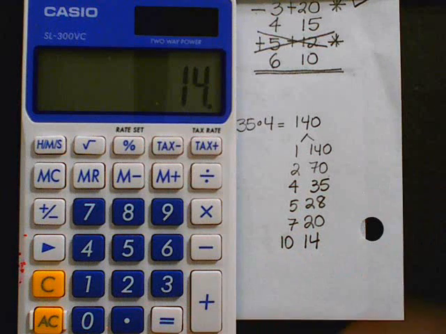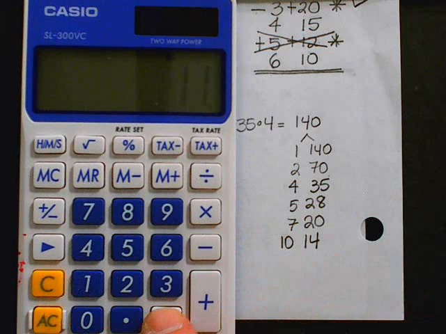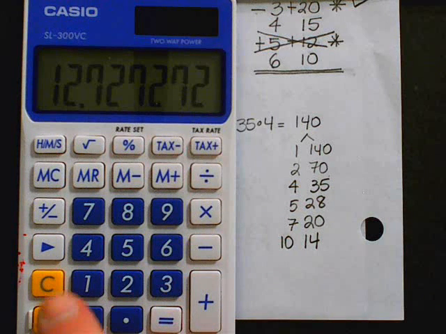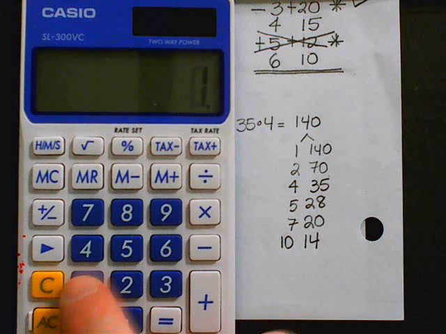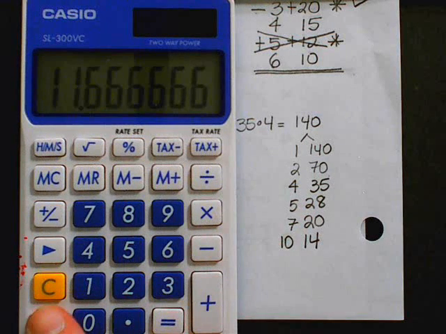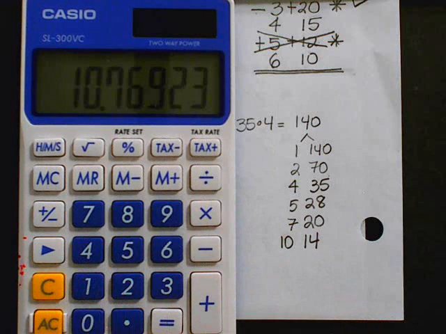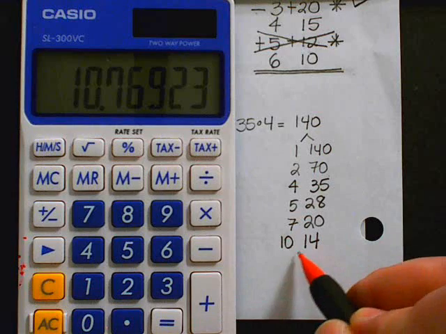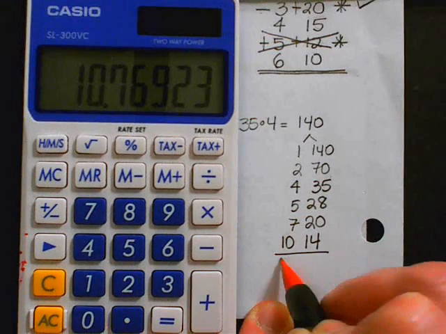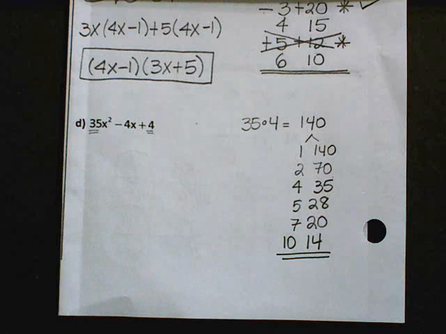Alright, so 140 divided by 11 equals a decimal. 140 divided by 12 is another decimal. 140 divided by 13, decimal. And the next number will be 14, but 14 is already on the list, so we know we have finished the list. So that's how you could use your calculator to help you create that list.